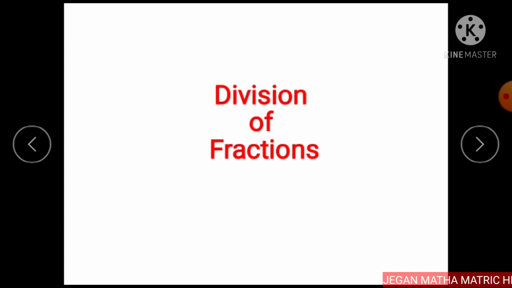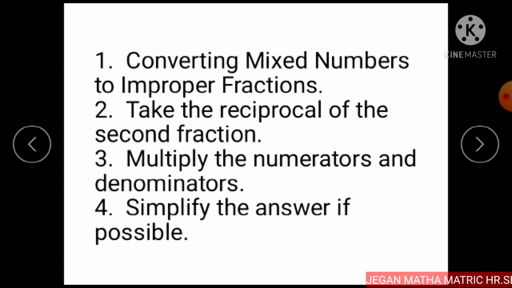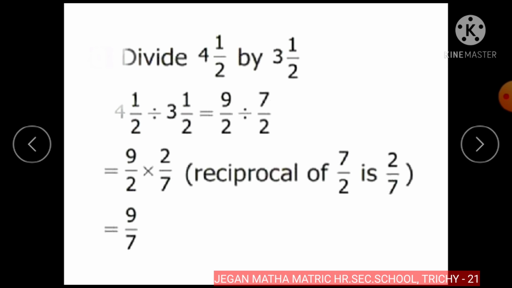Division of fractions. First, convert mixed numbers to improper fractions. In the second step, take the reciprocal of the second fraction. In step 3, multiply the numerators and denominators. And finally, we simplify the answer if possible. For example, divide 4 1 by 2 by 3 1 by 2. 4 1 by 2 is divided by 3 1 by 2.